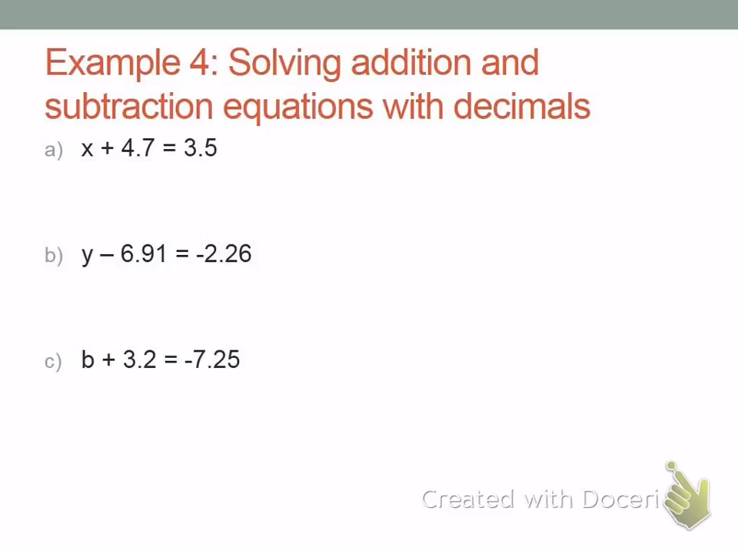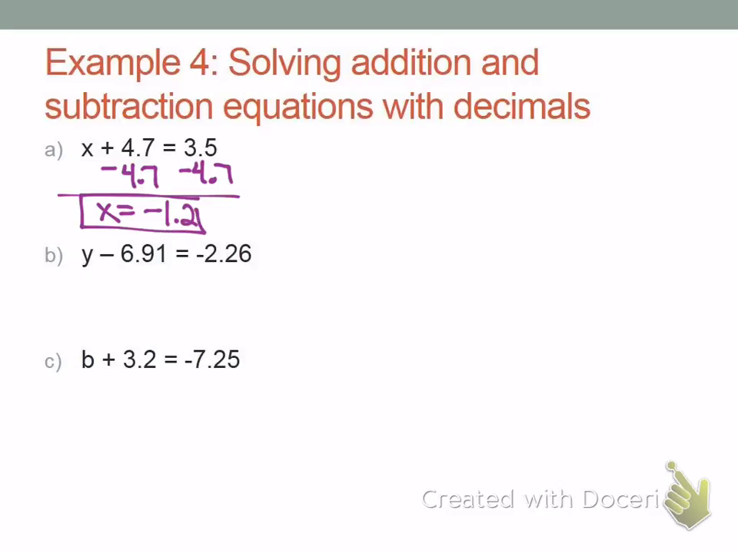So on letter A, what do we need to do to both sides? Subtract what? 4 and 7/10. Subtract 4 and 7/10 from both sides. And x equals, be careful, use your calculators if you need to, what is 3.5 minus 4 and 7/10? Change it to a decimal. Negative 1.2. Negative 1.2. All right.